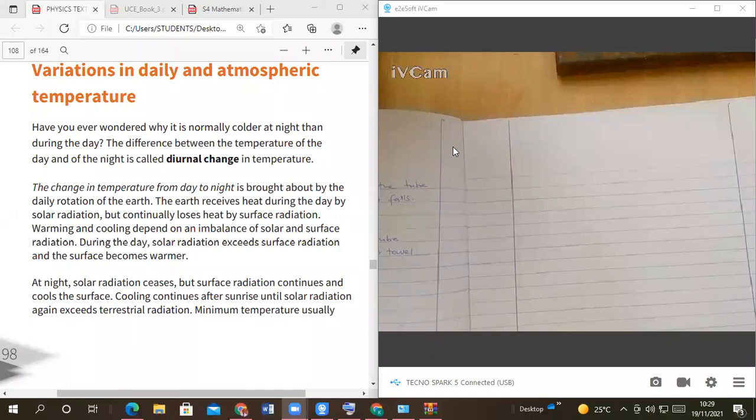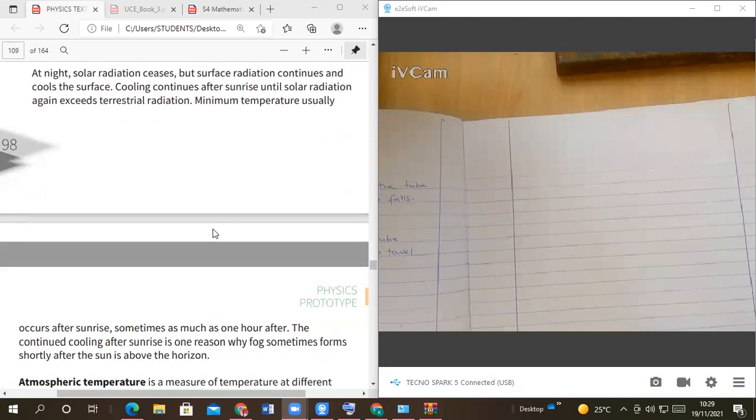When this cooling continues after sunrise, the solar radiation again exceeds the terrestrial radiation, and at this time the minimum temperatures usually occur after the sunrise. So when there is sunrise, the solar radiation starts again, and the temperature continues to rise slowly as the sun goes up. When it goes down, the temperature reduces.